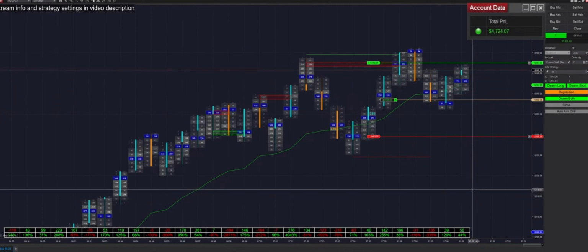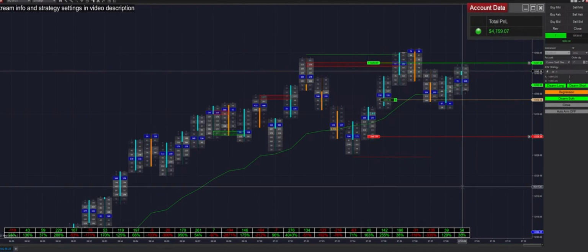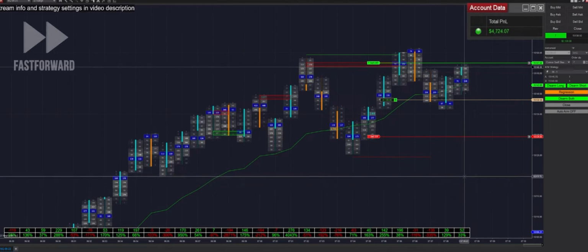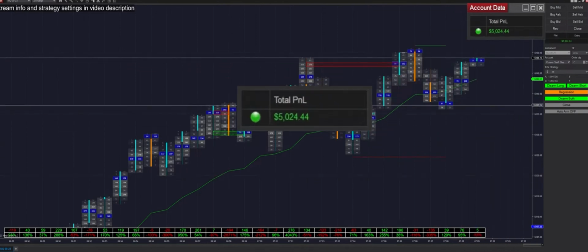Looks like we have a pretty good chance of winning this trade. And I think if we win this trade, we're probably going to call it a day. All right, yeah, that's $5,024 on the day.